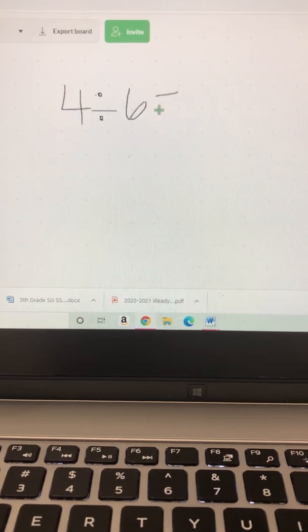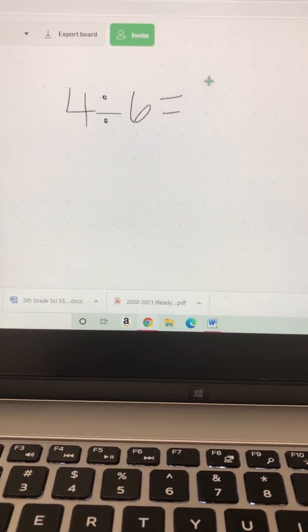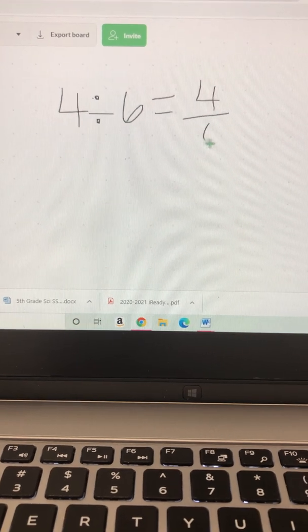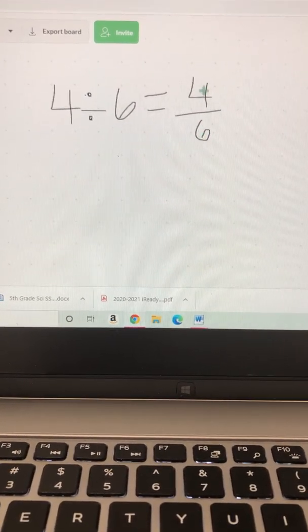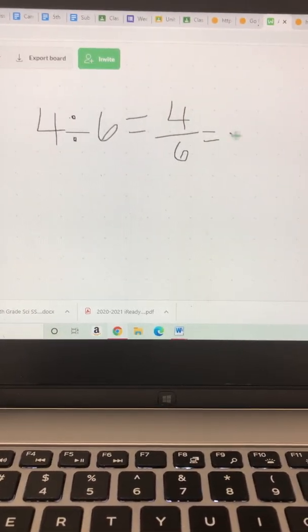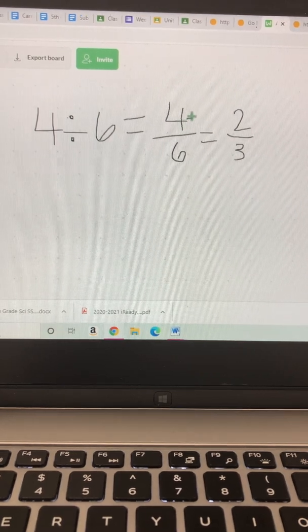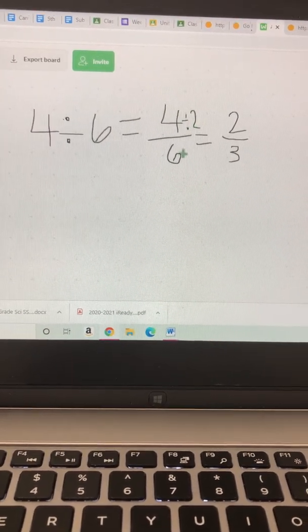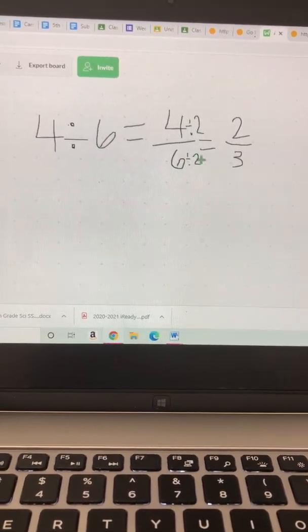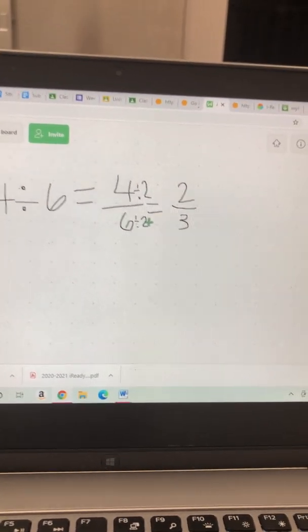Okay, remember the shortcut we learned? You can do keep, change, flip. It's just going to take you longer. Just do 4 divided by 6. Or as a fraction, 4/6. Then you can simplify. And that would be 2/3, because the greatest common factor between 4 and 6 is 2. Okay? And that's pretty much it for that one.